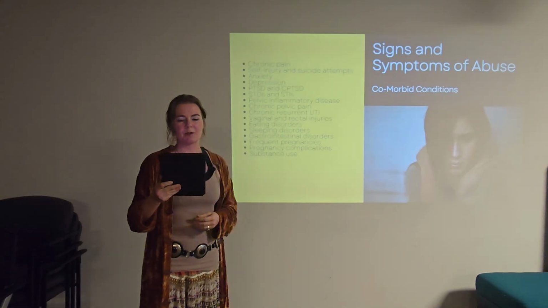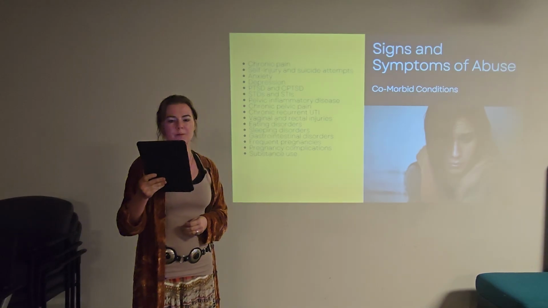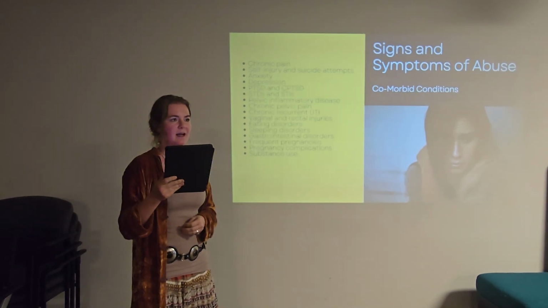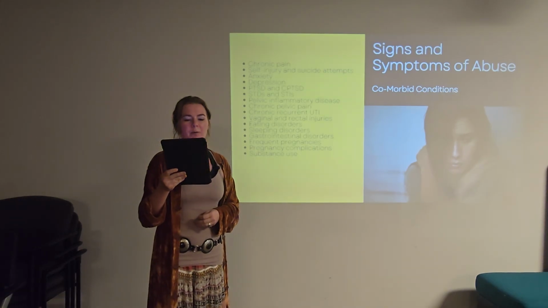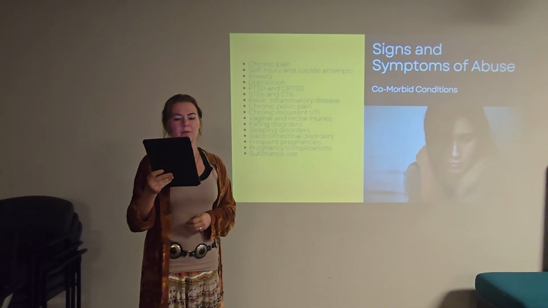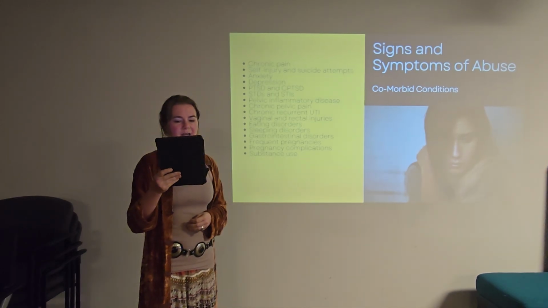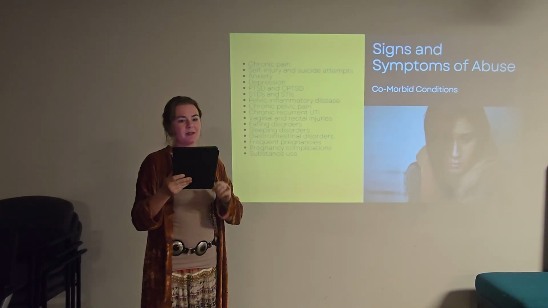Comorbid signs and symptoms are chronic pain, self-injury and suicide attempts, anxiety, depression, PTSD and CPTSD, STDs and STIs, pelvic inflammatory disease, chronic pelvic pain, chronic recurrent UTI, vaginal and rectal injuries, eating disorders, sleeping disorders, gastrointestinal disorders, frequent pregnancies, pregnancy complications, and substance use.